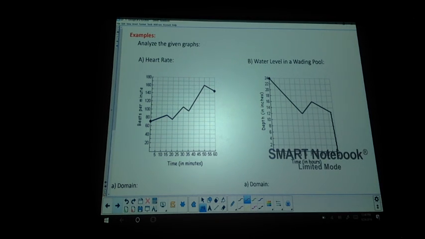Heart rate, time in minutes, and then beats per minute. It looks like their heart rate is increasing. So they might be exercising, or there might be some activity they're doing. So the domain, so let's think about our x values. All the way over here, this is 0, right? All the way over here is 60. So my domain goes from 0 to 60. Is that okay?